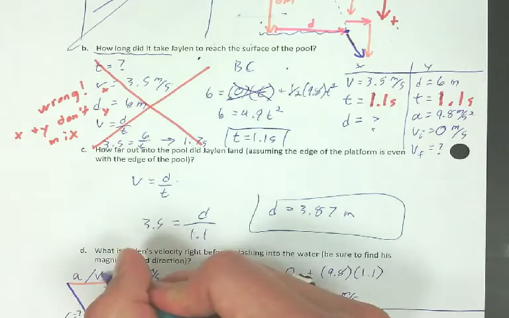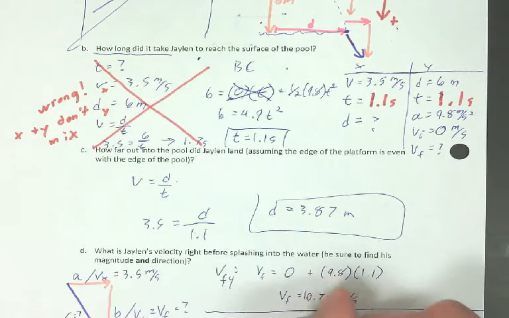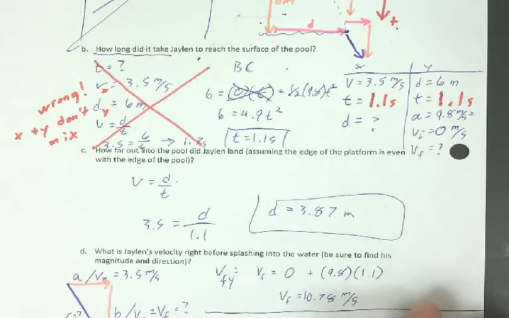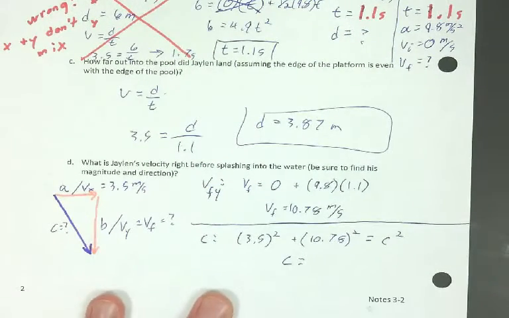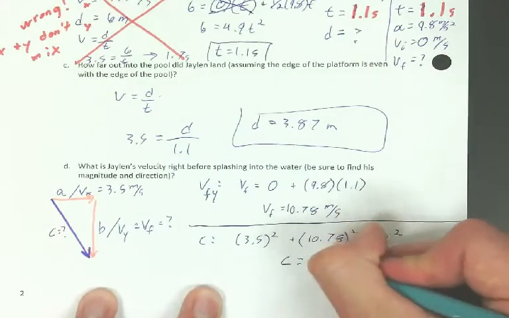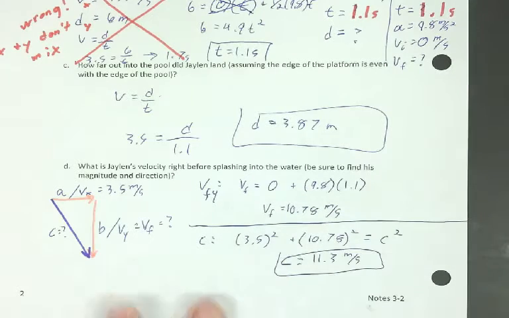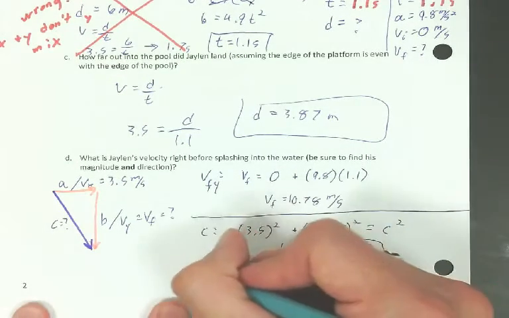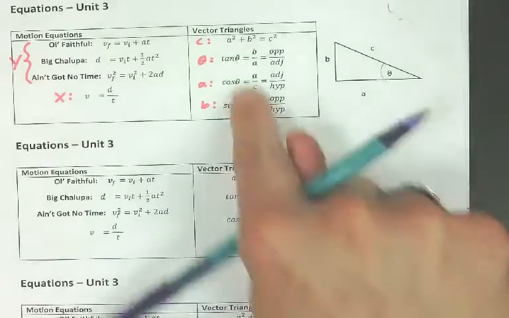So a squared plus b squared equals c squared. So 3.5 squared plus 10.78 squared equals c squared. So the value for c, the resultant vector, the magnitude, is going to be 11.3 once I solve that out. And the last thing I need to do is find the angle using tangent.